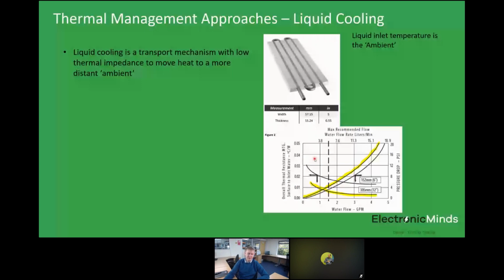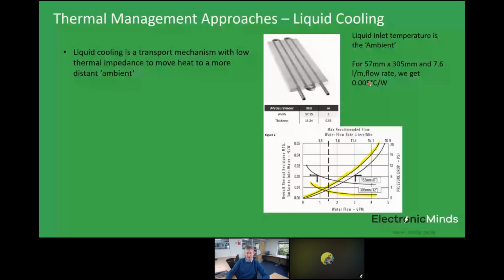Now, from the perspective of the components that are sat onto this heatsink, we could consider the ambient being the temperature of that metal plate, and that really is the incoming liquid temperature that comes into this particular part. So that's what we mean by ambient from the perspective of the semiconductors being cooled here. For this particular part, it measures 57 millimeters by 305 millimeters, and if you look up the data with a flow rate of 7.6 liters per minute, we get a thermal impedance of, well, a fraction of a degree C per watt. It's a tiny level.